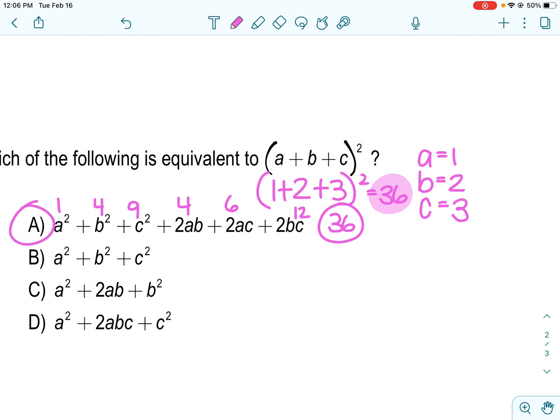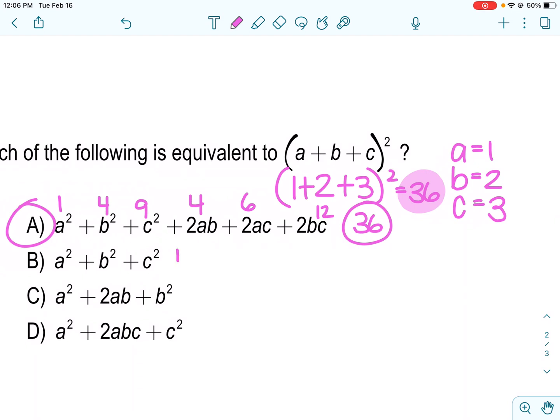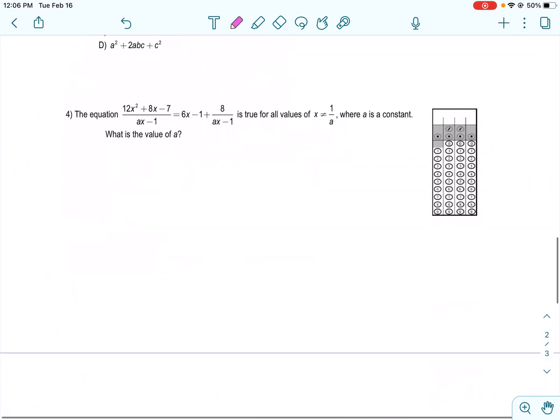Every single one I've done of those has been option A, which is great, but obviously it's not always going to be that way. Let's just check the second one. A squared is 1, B squared is 4, C squared is 9. That adds up to 14, which is not 36. It can get annoying when the last option is your answer, but it's good technique.